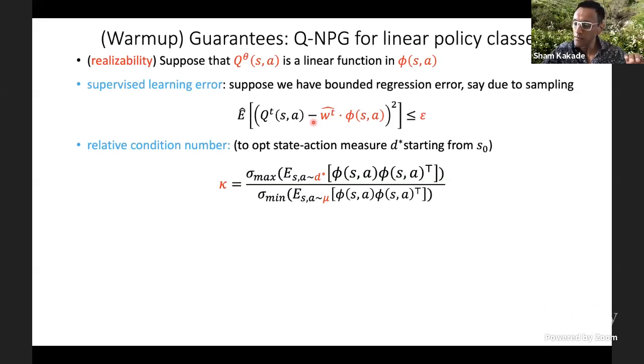The nice thing about having this measure mu is that this condition number here, you can write completely path free. This is a ratio between the covariance matrix of any comparator policy or the optimal policy and your starting measure. This is why you really need this action exploration to make sure you get feature coverage, because without that, this thing could be arbitrarily bad. And again, I'm assuming realizability, but I'm still assuming error in on-policy sampling.